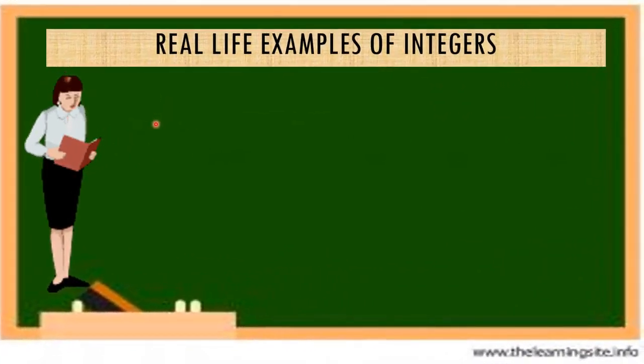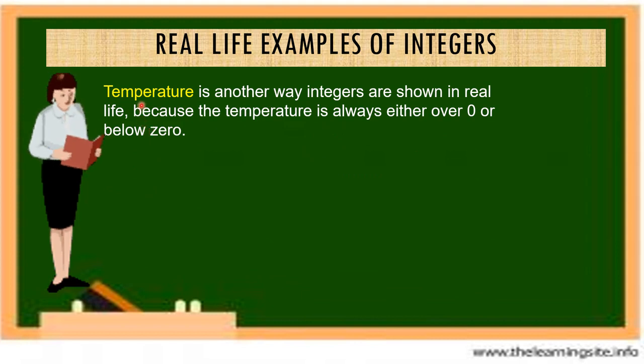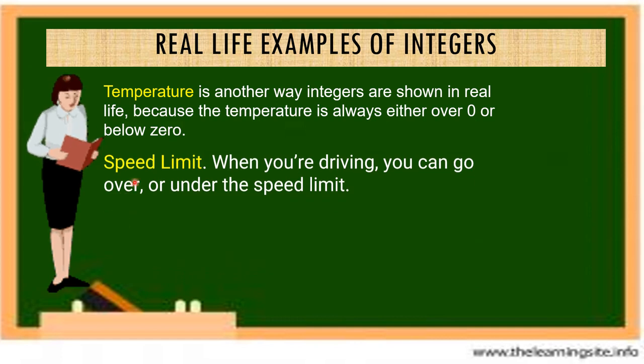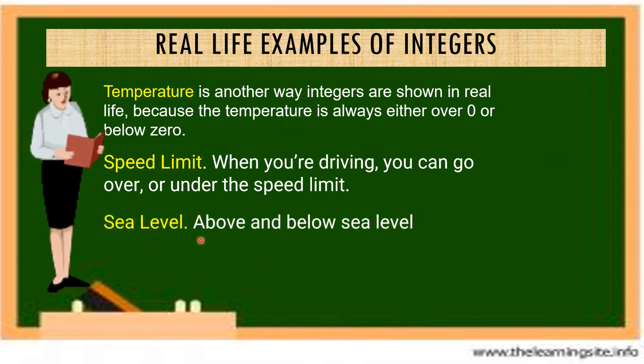So we have real life examples of integers. Temperature is another way integers are shown in real life because the temperature is always either over 0 or below 0. We have the speed limit. When you're driving, you can go over or under the speed limit. We have the sea level, above and below sea level.